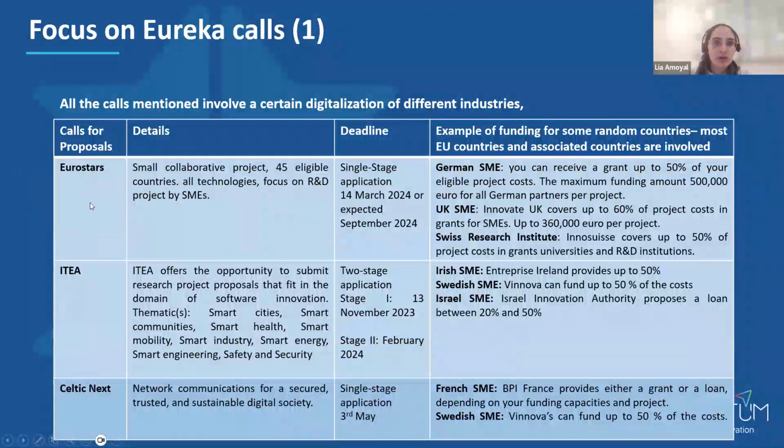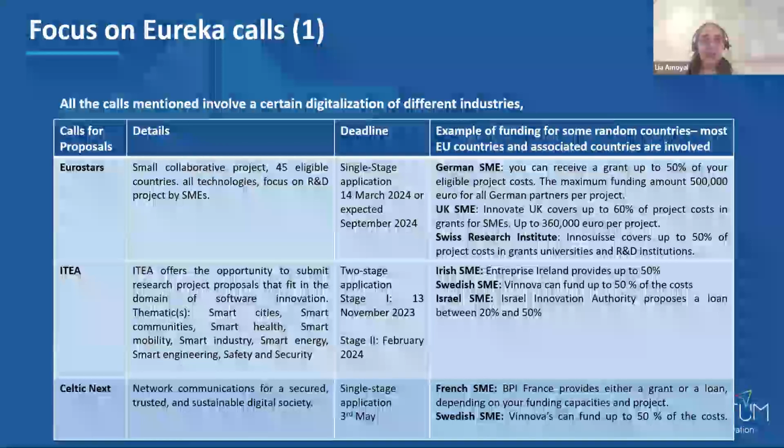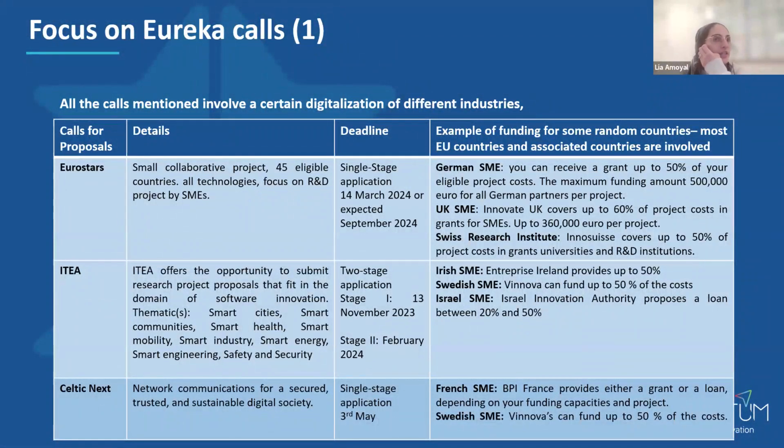Okay, so let's focus a bit more on the calls, more specifically. Eurostars requires a small collaborative project. 45 countries are eligible, so there are high chances that your country is part of the Eurostars community. They want technology, they want R&D, and they want SMEs involved. The one requirement is to have an SME, small medium enterprise, lead the project. Besides that, you can have all kinds of entities involved: research institutes, large companies, etc. The next deadline is in March. There will be another one in September, and every year there are two cutoffs.